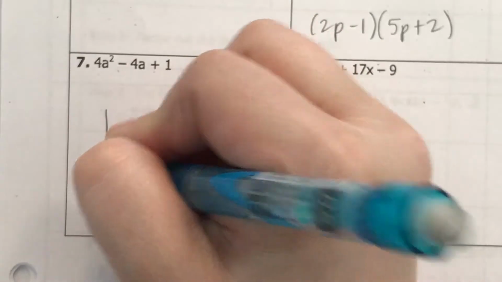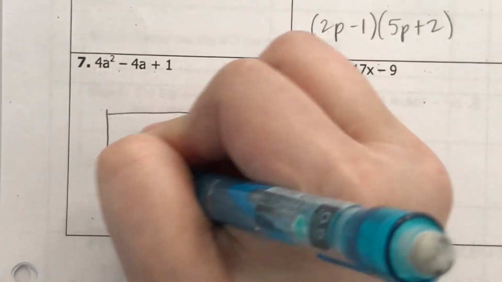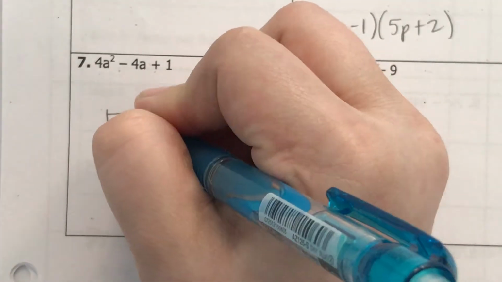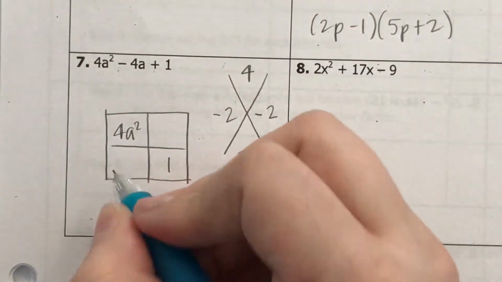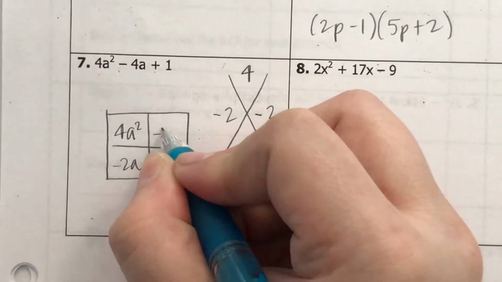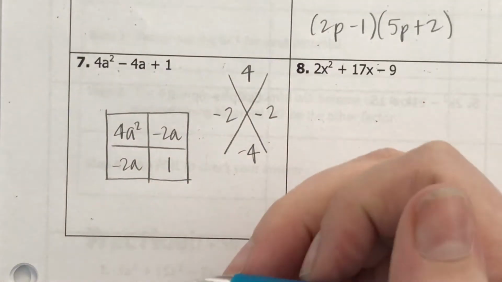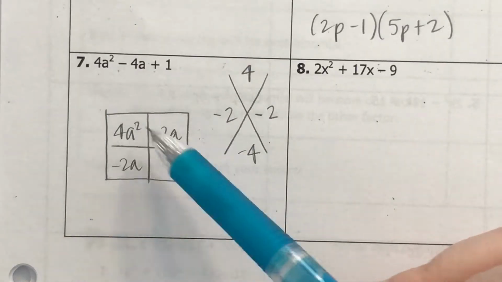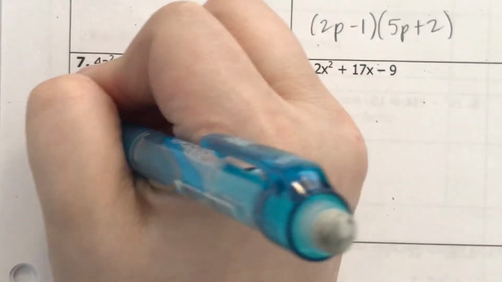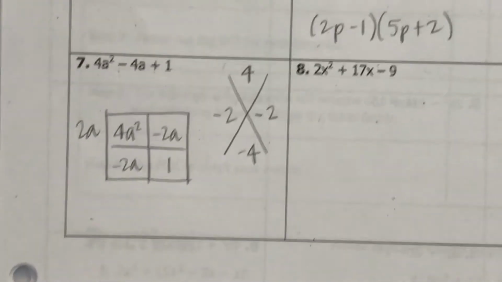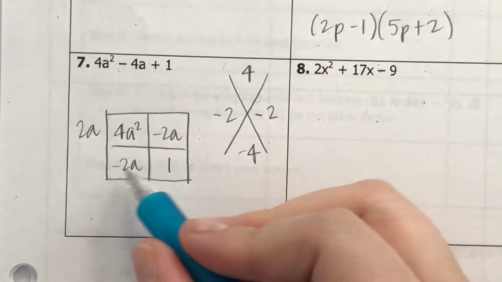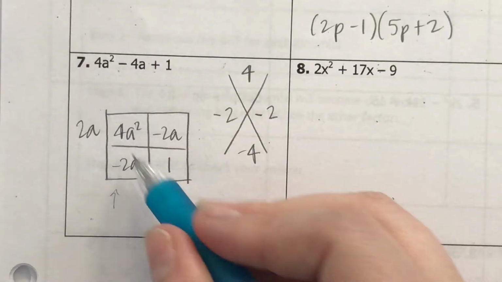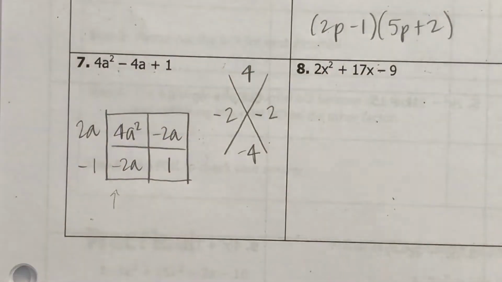So, draw a little box. 4a squared, 1, -2a, and -2a. Okay. What do these two have in common? Hopefully you thought 2a. And then these don't look like they have anything in common except that if this number is negative, you want to take out the negative. So this has a -1 in it.